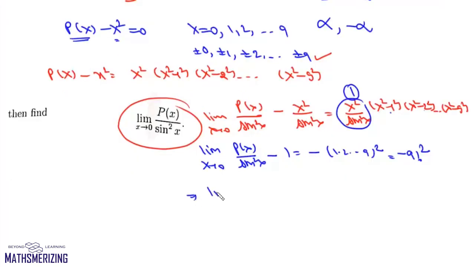So the value of this limit as x tends to 0, of x upon sine square x, will be 1 minus factorial 9 whole square, and that is the answer to this question.